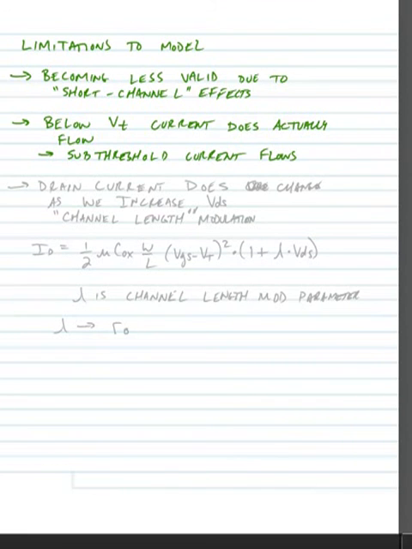For the purposes of this course, however, we will treat the square law equations as if they work very well. And in fact, for the devices that we'll be using, they do indeed work very well.